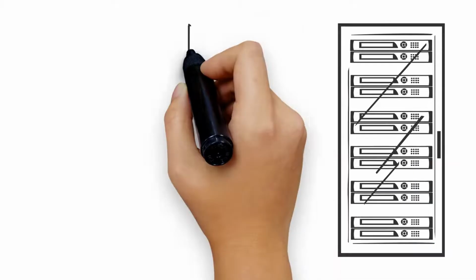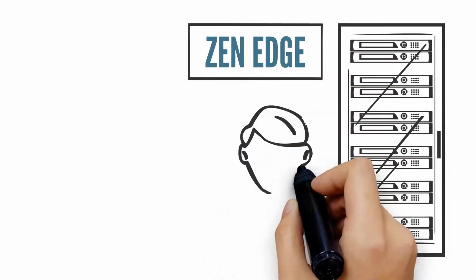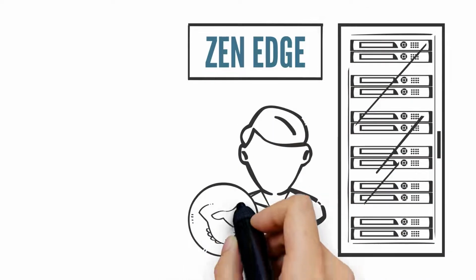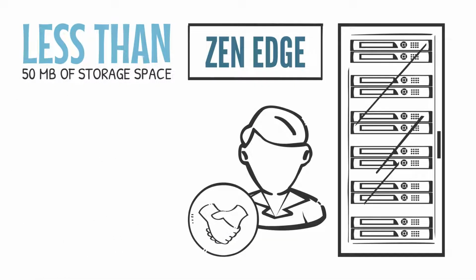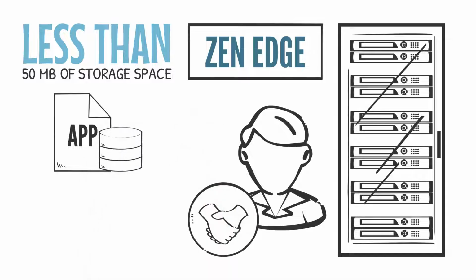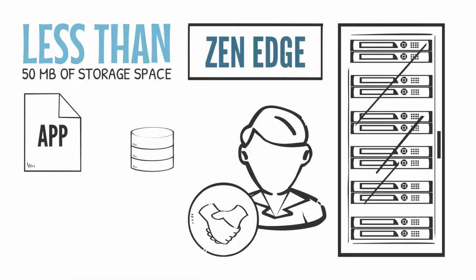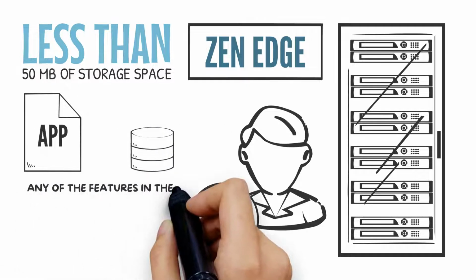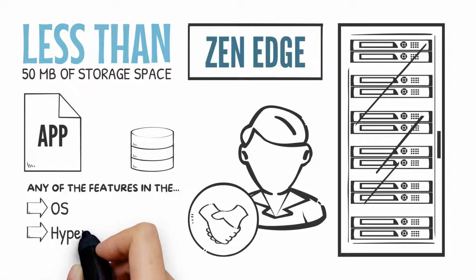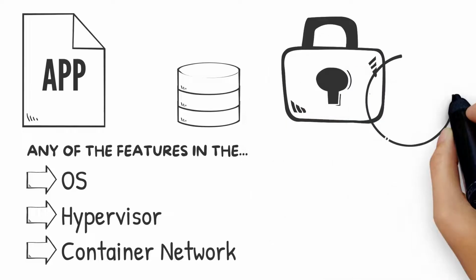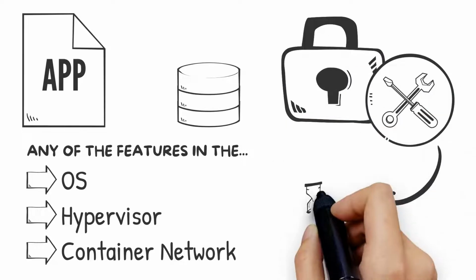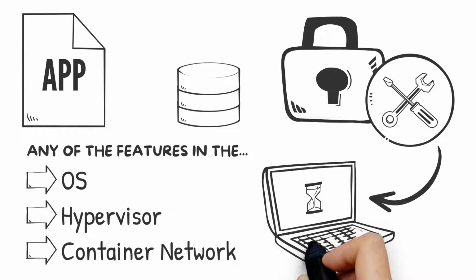There's a server edition, Zen Edge, that provides full client-server capabilities and requires less than 50 megabytes of storage space. It can be bundled with an application, but if you separate it from the app, you can interact with it using any of the features on the OS, hypervisor, or container network, such as security and other administration features that you might use in connection with any other application or process running in that environment.